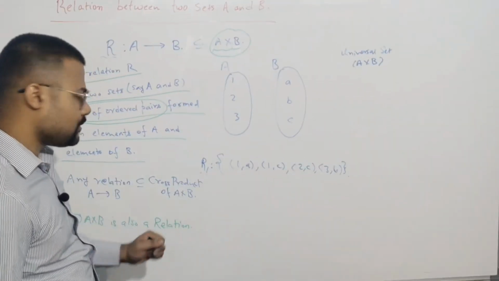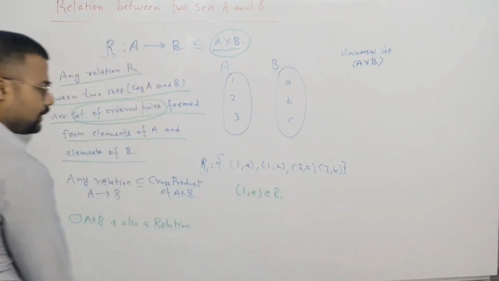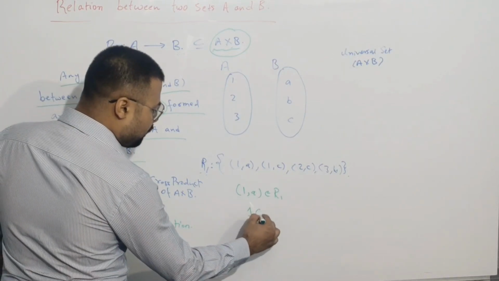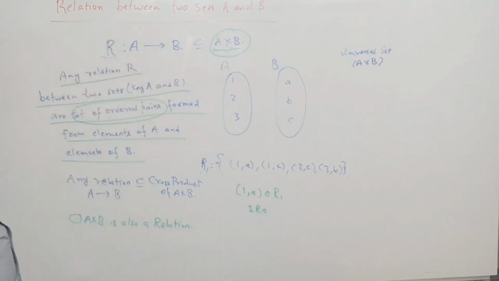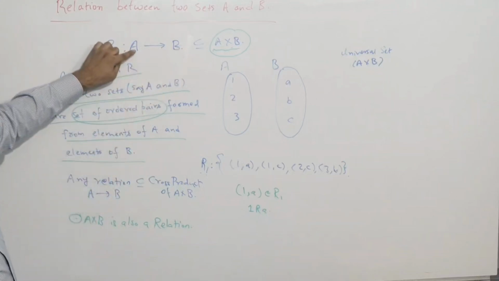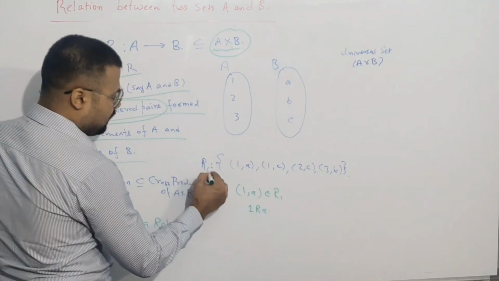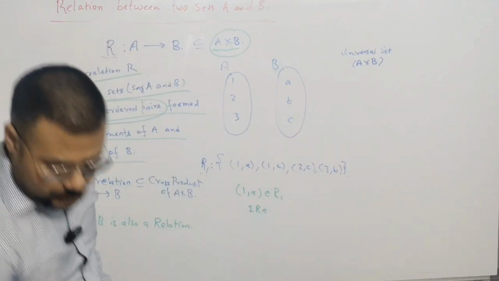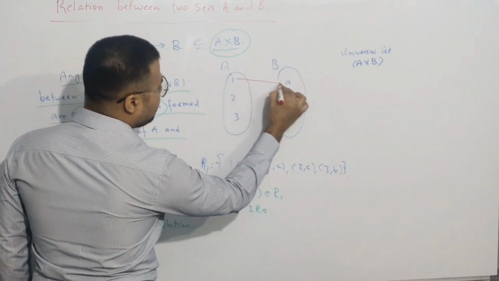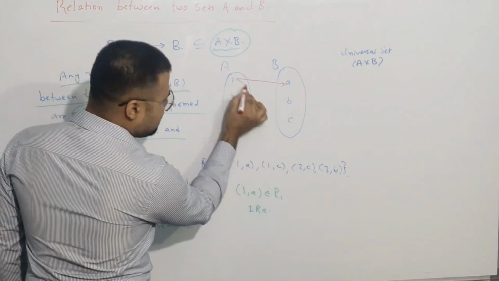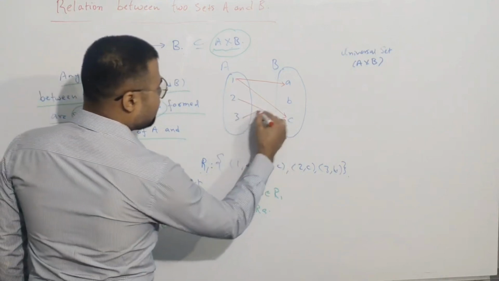How do we take these ordered pairs in a relation? If 1 comma A belongs to R1, what does it mean? It means that 1 is R related with A. So a relation from A to B means how the elements of A are related with the elements of B. So in this relation R1, (1, A), (1, C), (2, C), (3, B): 1 is related with A, 1 is related with C, 2 is related with C, 3 is related with B.